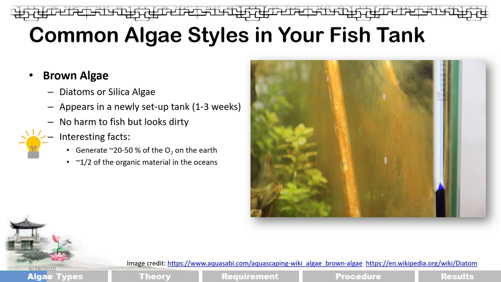But I want to share some interesting facts. Brown algae generates about 20 to 50% of the oxygen on the earth. It also created about half of the organic material in the ocean. So brown algae actually contributes a lot without you knowing it.